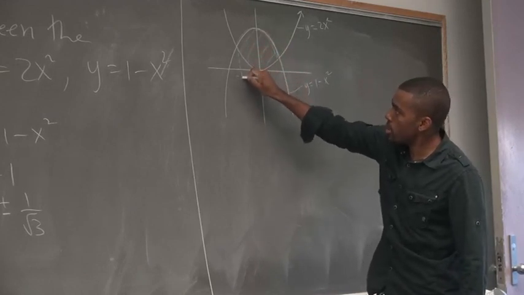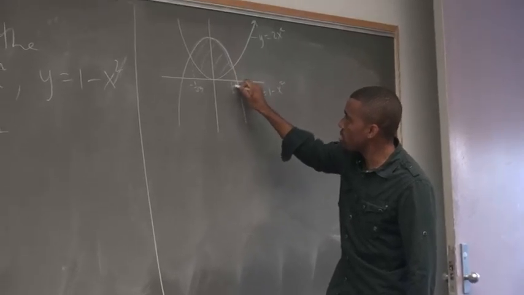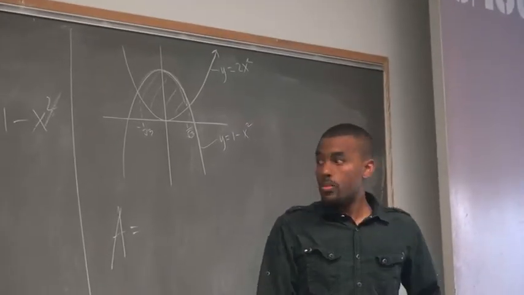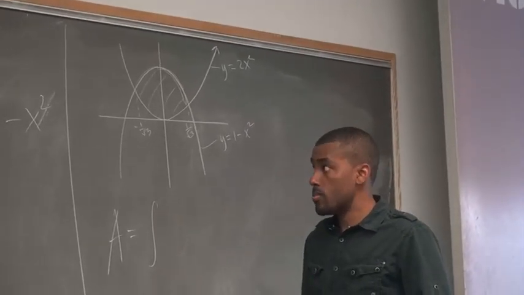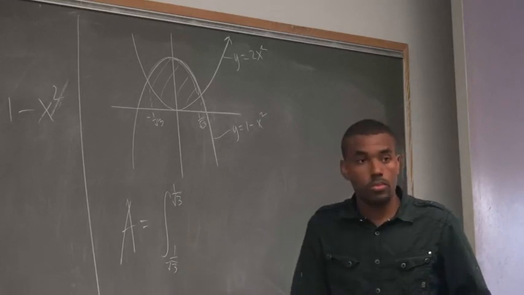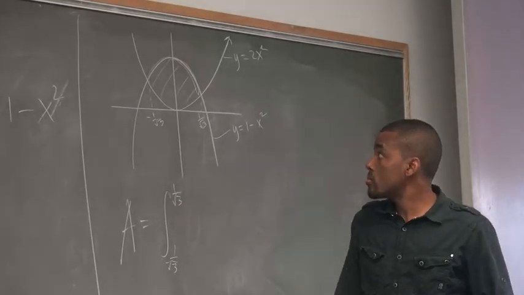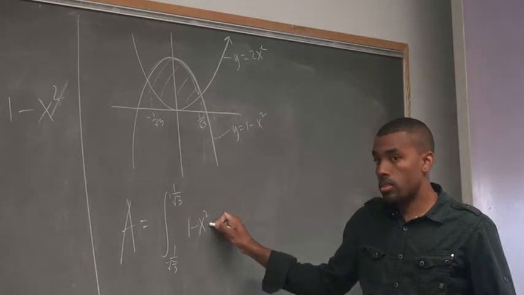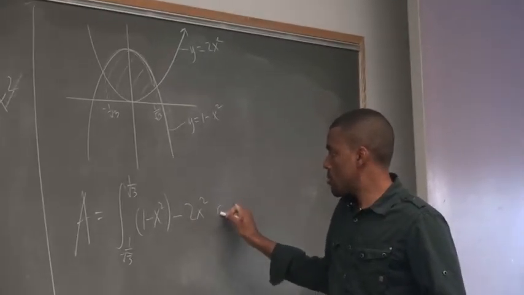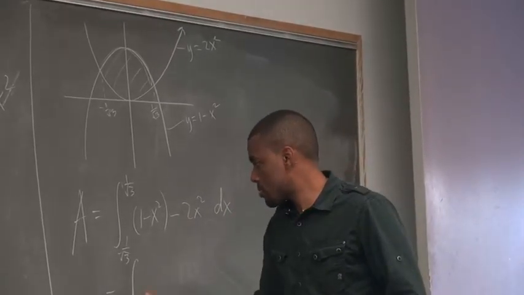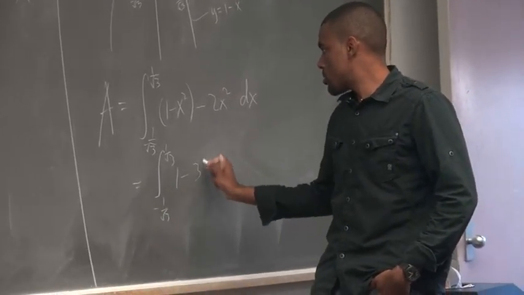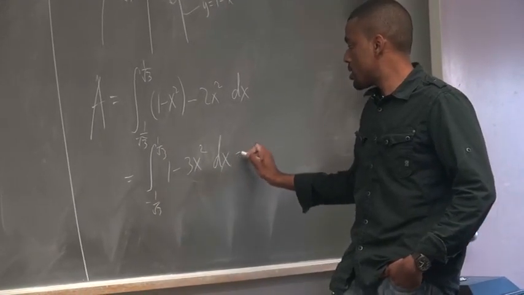We just found these intersections: minus 1 over radical 3, and this intersection is 1 over radical 3. And so the area is going to be equal to what? The integral of 1 minus x squared, right. So this will be 1 minus 3x squared dx.